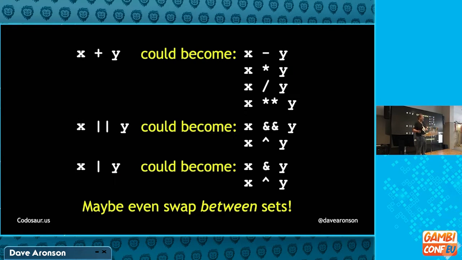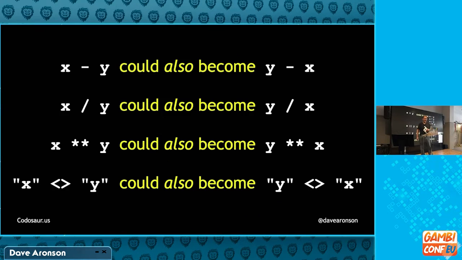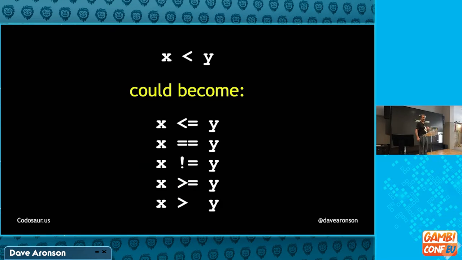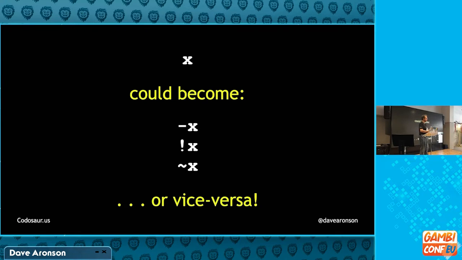It can change a mathematical, logical, or bitwise operator from one to another, even going into a different category when the language and situation allows. For instance, in many languages, we can treat anything as a Boolean. So x times y might become x and y, or x bitwise exclusive or y. It can change the order of operands in cases where they matter. It could change a comparison from one to another. It could insert or remove a logical, mathematical, or bitwise negation.